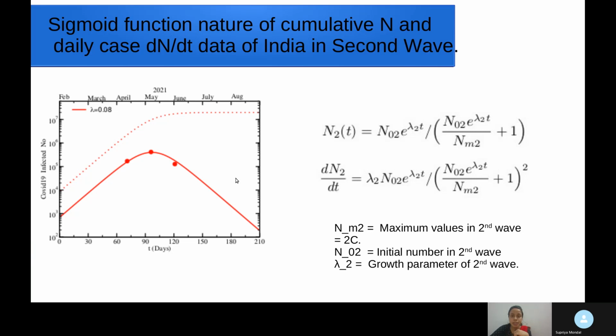Similarly, in the second wave we also use these two functions, the sigmoid function N2 of t and its derivative dN2/dt, and Nm2 reaches its maximum value, approximately 2 crore in the second wave. This N of t also depends on the same things, the maximum cases Nm2 and the initial cases N02. Here also we plotted daily cases and cumulative cases.